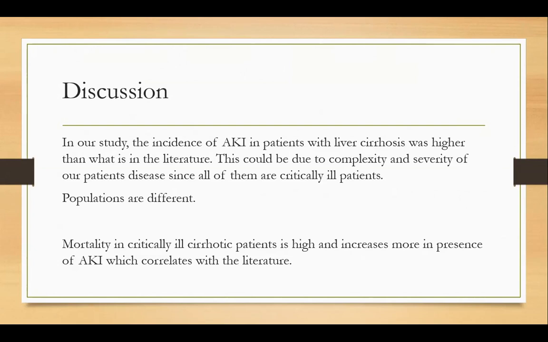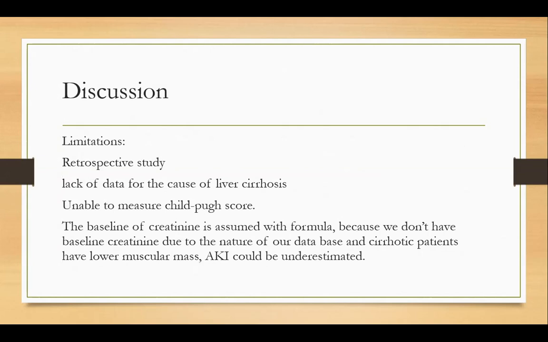Mortality in critically ill cirrhotic patients is high and increases more in the presence of AKI, which correlates with the literature. We have several limitations in our study. It is a retrospective study. Unfortunately, we don't know what causes the liver cirrhosis. Also, we couldn't measure the Child-Pugh score, and we don't know the baseline creatinine of our patients. We assume it with a formula, and patients with liver cirrhosis have a lower muscle mass, so AKI could be underestimated.